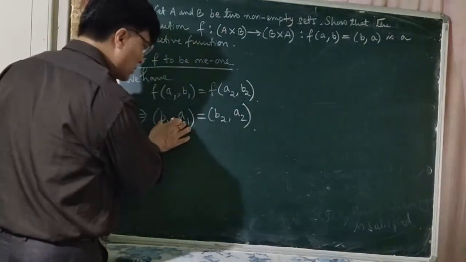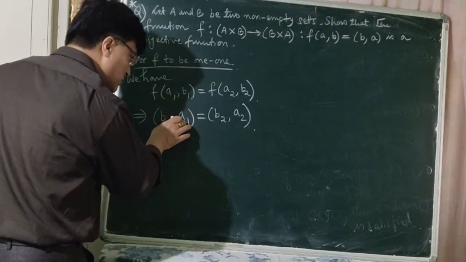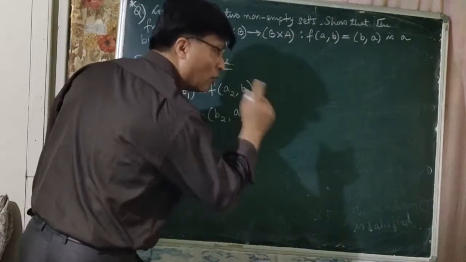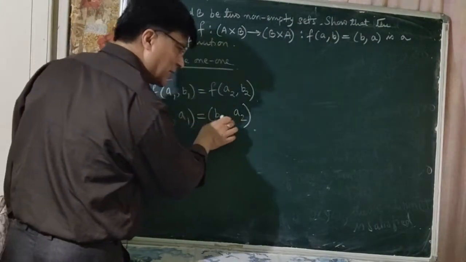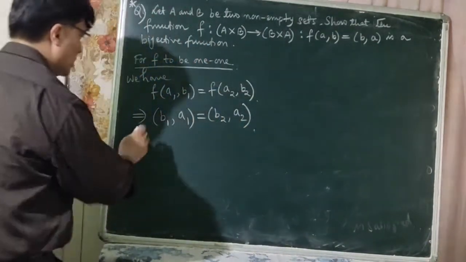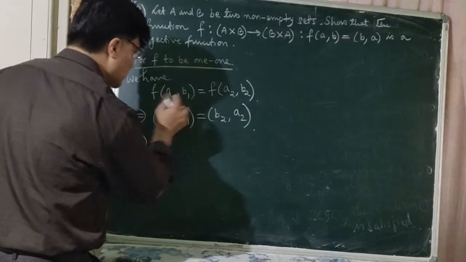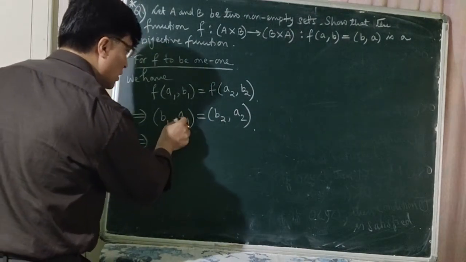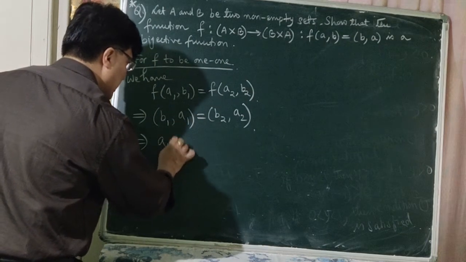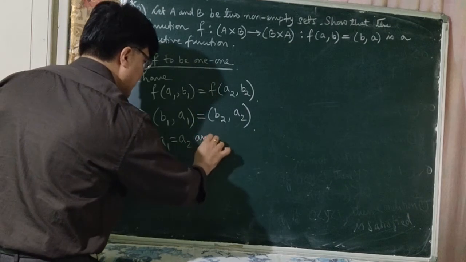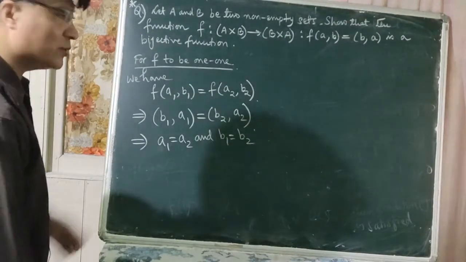So this set of ordered pairs is equal to the other set of ordered pairs, which implies that we can equate the first element, or you can equate the second element. That means a1 is equal to a2 and b1 is equal to b2. I think you have understood it.